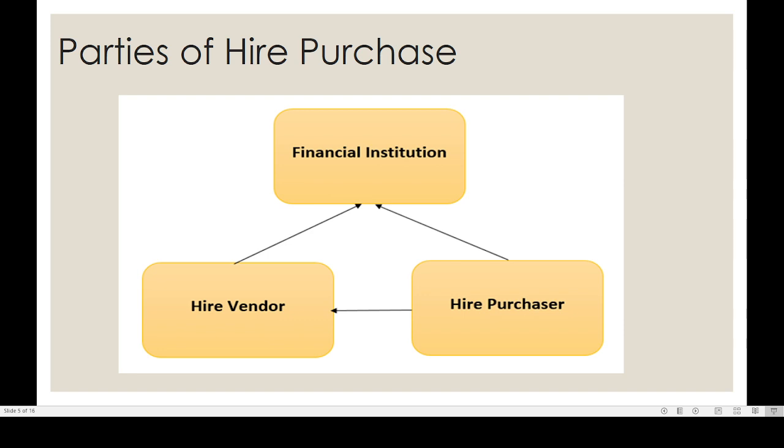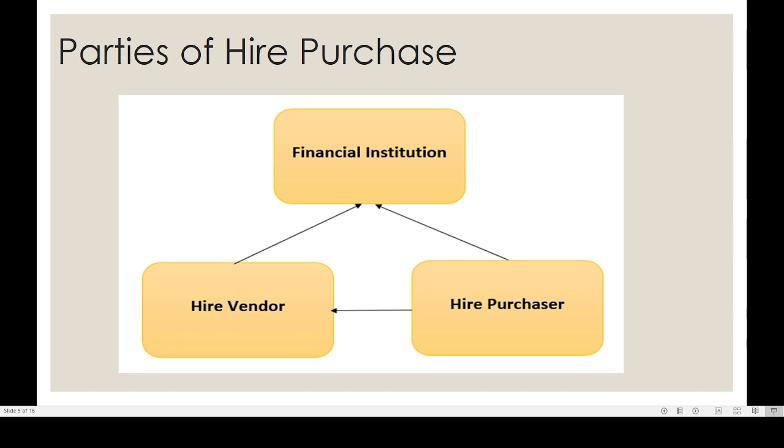In between the hire purchaser and the hire vendor, one more person or one more institution will come, that is called a financial institution. For example, if I am borrowing an asset under the hire purchase system by using, for example, State Bank of India, the bank, because I cannot make any installment payment without the help of the bank, correct?